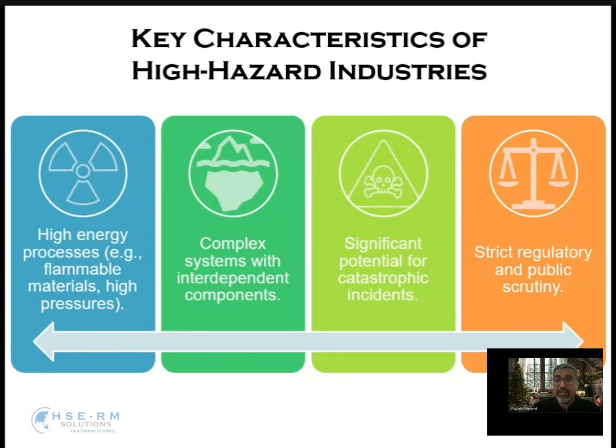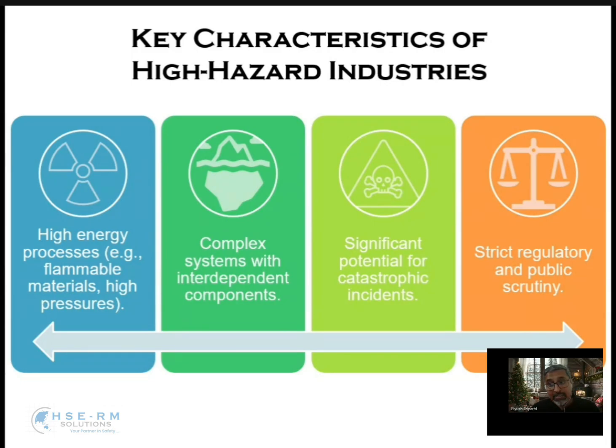The last but not the least comes to the strict regulatory and public scrutiny. So public scrutiny is required. Why is public scrutiny required? Because people are aware. Not only on site, off site people will be impacted. So if off site people are going to be affected, then it has stricter regulations.